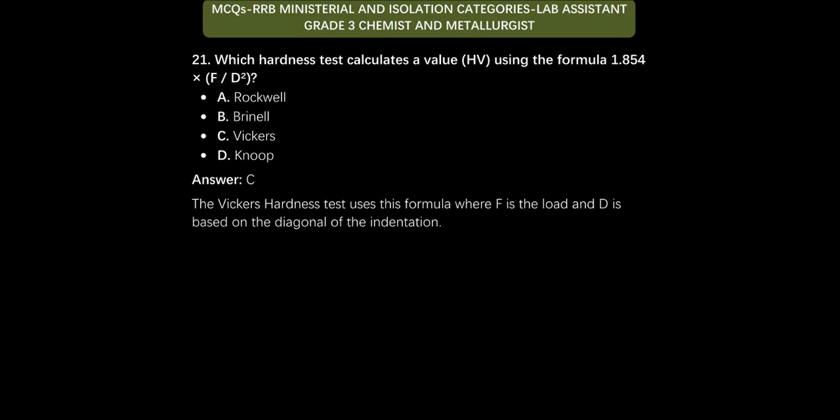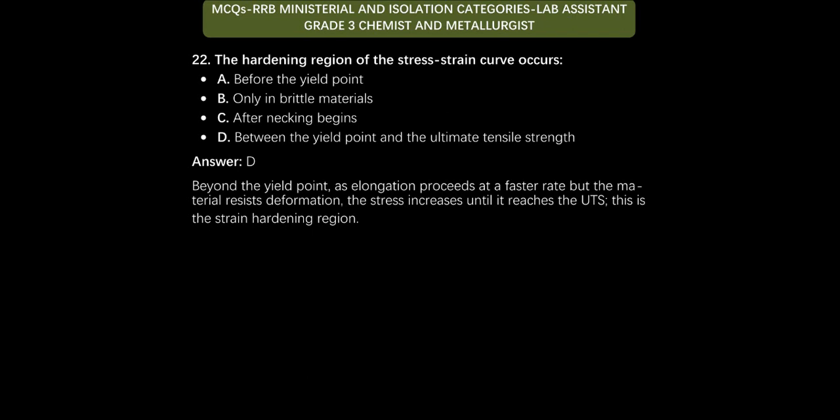Which hardness test calculates a value HV using the formula 1.854 times F upon D square? Option C, Vickers. The hardening region of the stress strain curve occurs, option D, between the yield point and the true ultimate tensile strength.